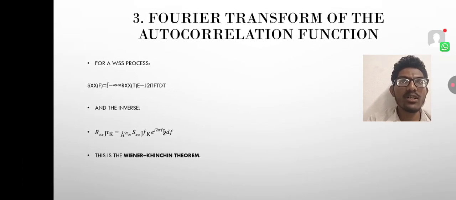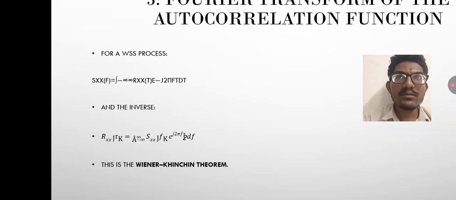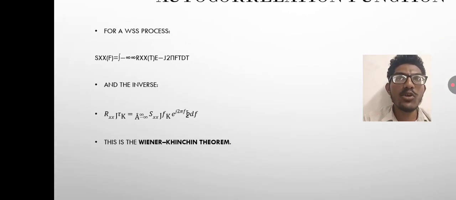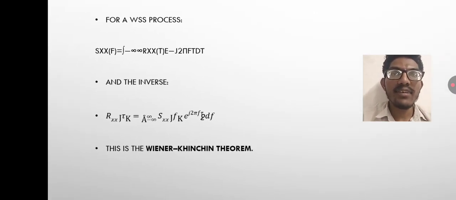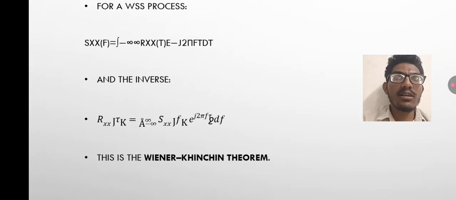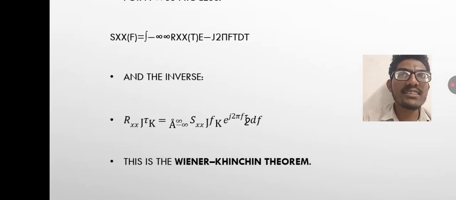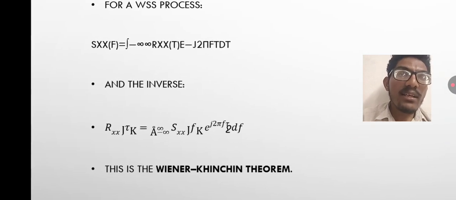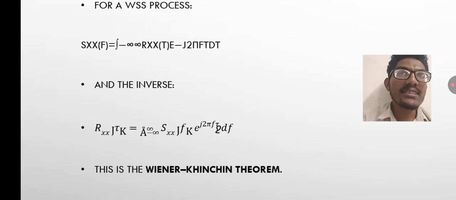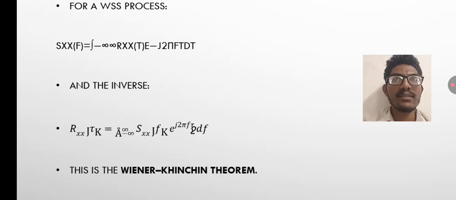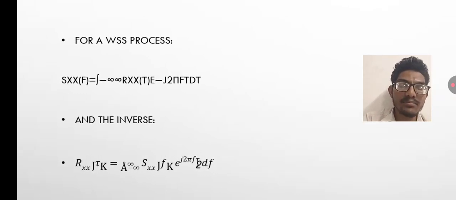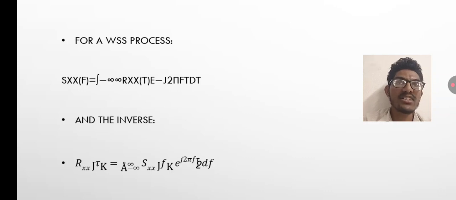Fourier transform of the autocorrelation function, for a WSS process. WSS means wide sense stationary process. The power spectral density of the function is Sxx of f equal to the integral from minus infinity to infinity of Rxx of t times e to the power minus j 2 pi f t dt. Here Sxx of f means power spectral density. The limits of the integral of the autocorrelation function are minus infinity to infinity.